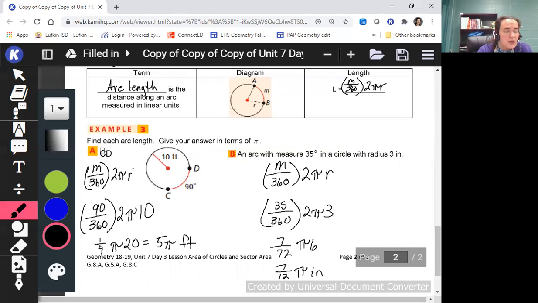Again, I do recommend writing down your formula. If you need to, label what you have and then plug it in.